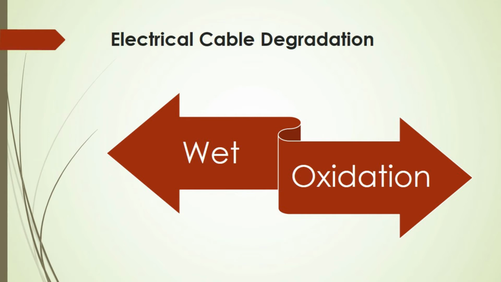So coming back from watching that video, let us start off with looking at electrical cable degradation. Now, what problem cable rejuvenation solves is actually cable degradation. Now, the two types of degradations that we need to worry for cables are wet and oxidation degradation. Let us start off with wet degradation.